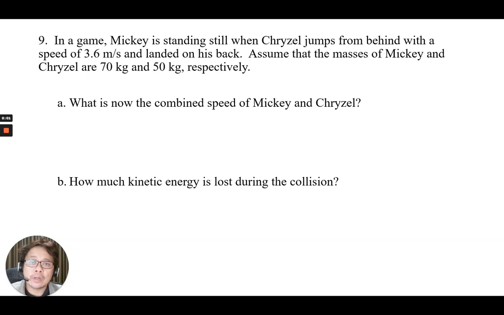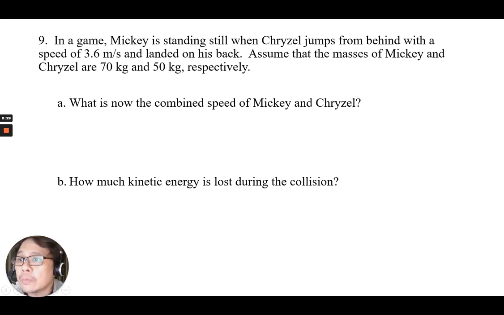Okay, let's have one more inelastic collision problem. Number 9. In a game, Mikey is standing still when Crizel jumps from behind with a speed of 3.6 meters per second and landed on his back. Assume that the masses of Mikey and Crizel are 70 kilograms and 50 kilograms respectively. What is now the combined speed of Mikey and Crizel?